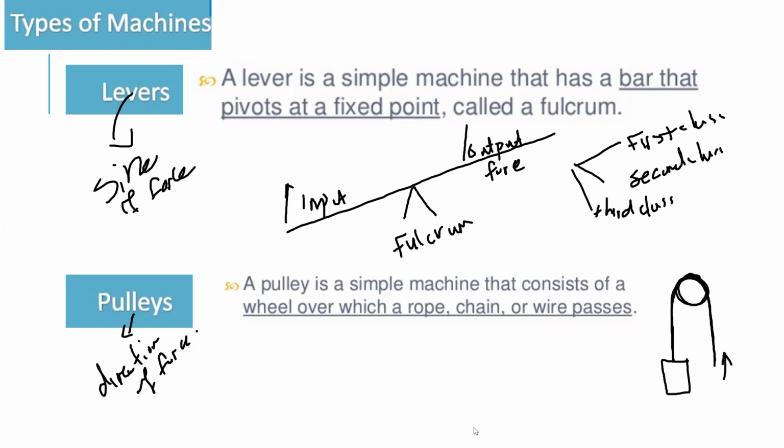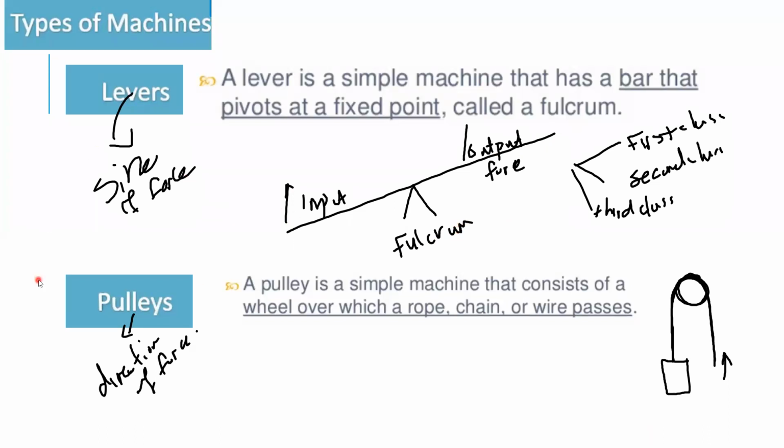One example of the machines that change the size of the force is the lever, which is a machine that has a bar. This is the bar here. There's an input force, there's an output force, and they are around a fixed point, which we call the fulcrum. And we have three types of levers: first class, second class, and third class.